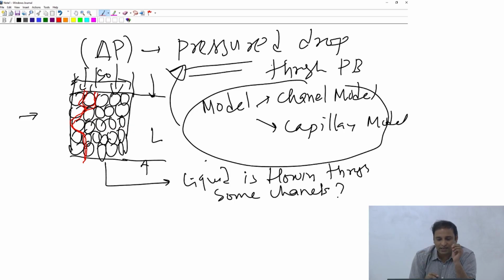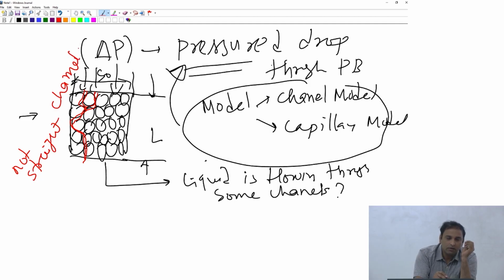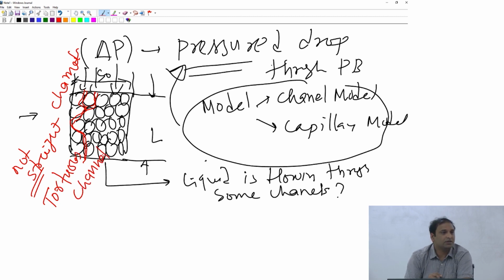Of course these channels are not straight channels, right? These are what are called tortuous. These are tortuous channels because the liquid is basically not taking a straight path. It is going through a column where there can be turns, a change in the direction of the fluid as the liquid flows through the column.